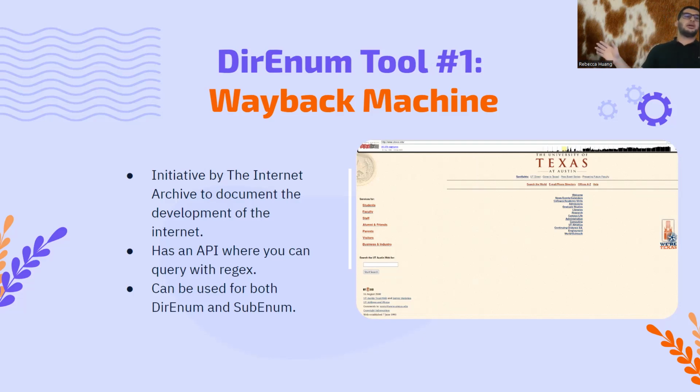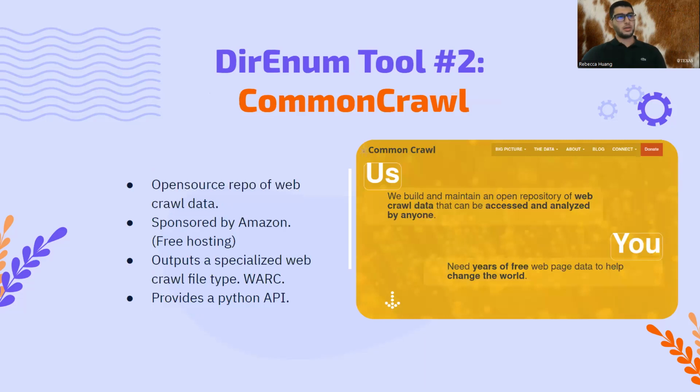Basically, this is an initiative by the Internet Archive to document the development of the internet. They have snapshots of different websites across time. This is the UT website in 2000, I think, but yeah. It looks pretty old, but it's cool to check out how these websites used to look. It's fun to mess around with. This can also be used for subdomain enumeration, if you really want to.